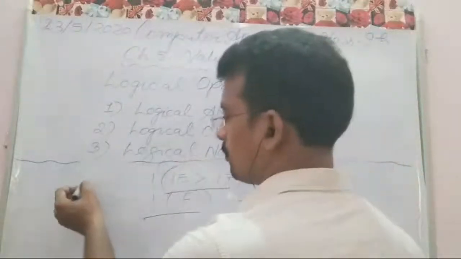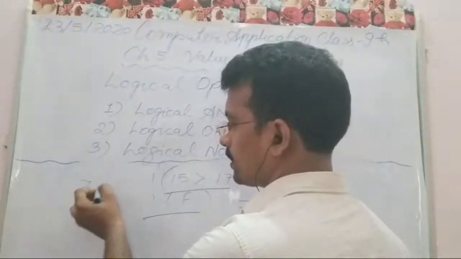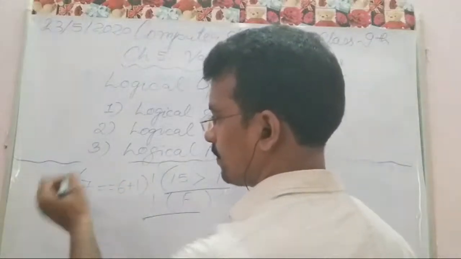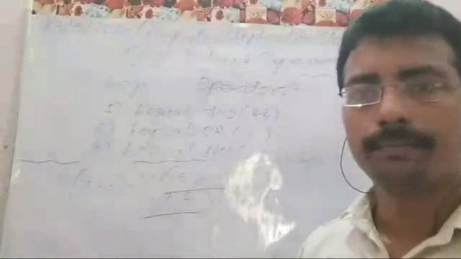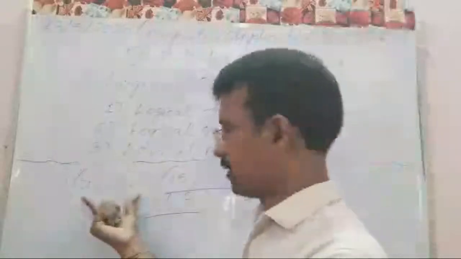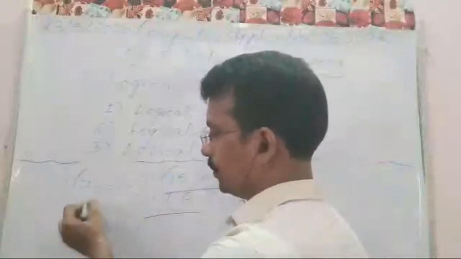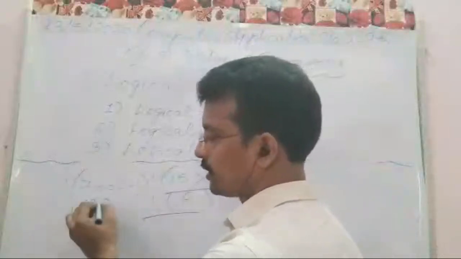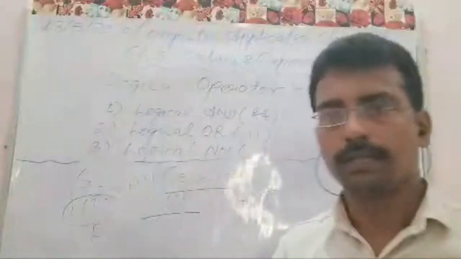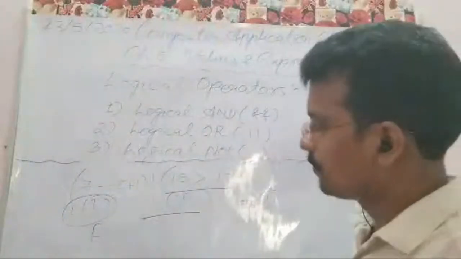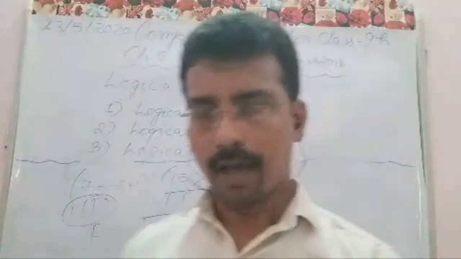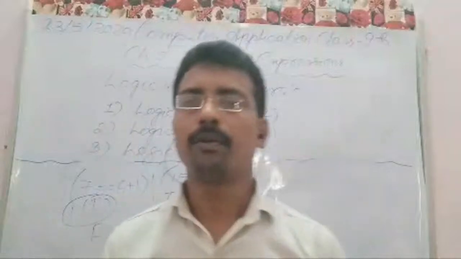One more example. Suppose I am writing 7 is equal to 6 plus 1 with the NOT operator. So this is going to be compared and the result will be true. Now it says NOT true, so this will be false. I will reverse it. So this way all three logical operators work in the program.